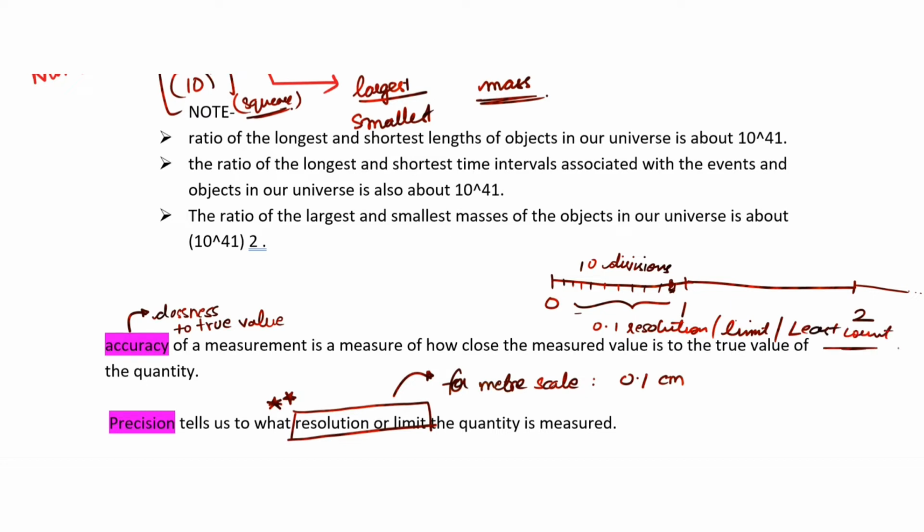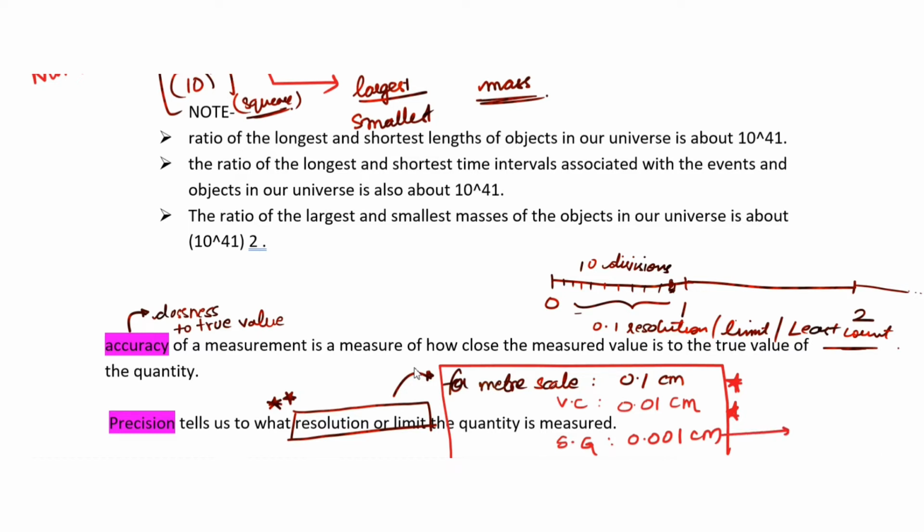For example, when we take a vernier caliper, it has a greater resolution, greater precision of 0.01 centimeter. Again, taking a screw gauge, it has a precision or limit or least count of 0.001 centimeter. That is, the screw gauge can measure up to 3 decimal places. So from all the three I have given, meter scale, vernier caliper and screw gauge, we find that the screw gauge has the best precision of all, more resolution.